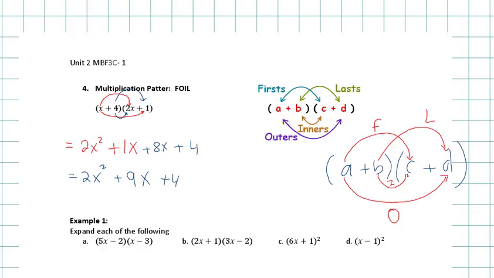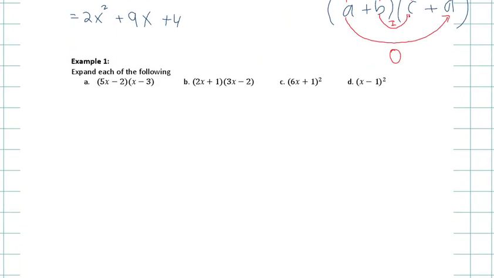Just remember that you have to multiply this term by both of these terms, and then this term by both of these. Basically, you're going to end up with 4 terms, 1, 2, 3, 4, and then you're going to collect the like terms. Okay? Let's try this one. Let's try this once again. I'm going to write it here so I can draw the arrows.